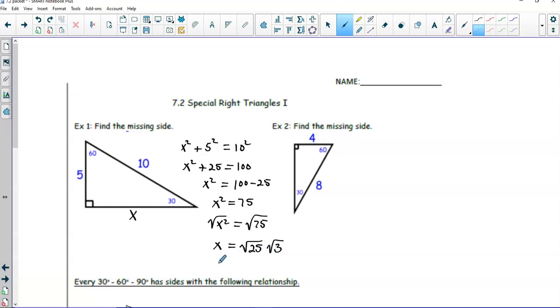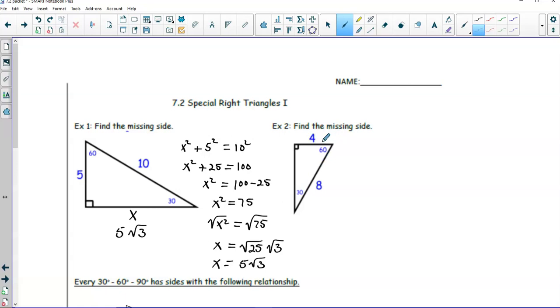Now take a look. So that means x is equal, what is the square root of 25? Well, that is 5. And then the square root of 3 is just an irrational number. So that means x is 5 square root of 3. Notice that the same thing happened as before. So the short leg over here is half the hypotenuse, and the long leg is whatever the short leg is times the square root of 3.